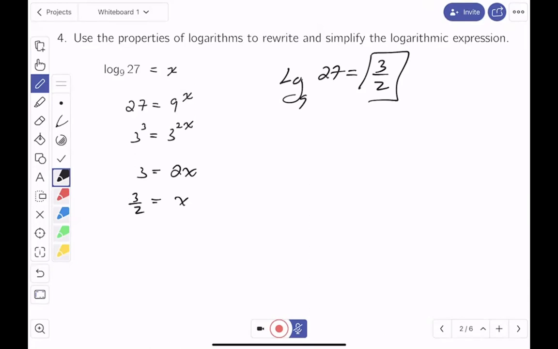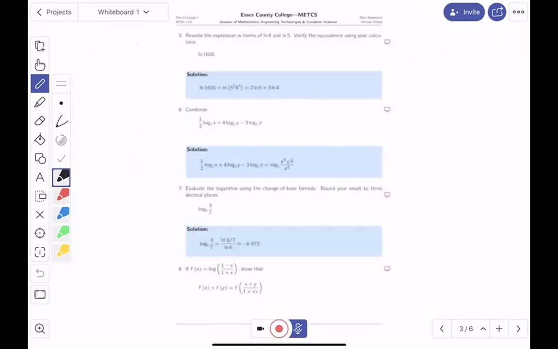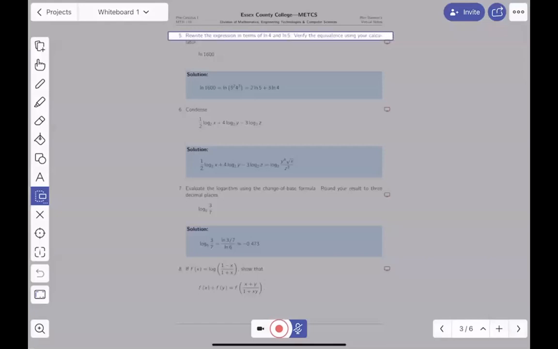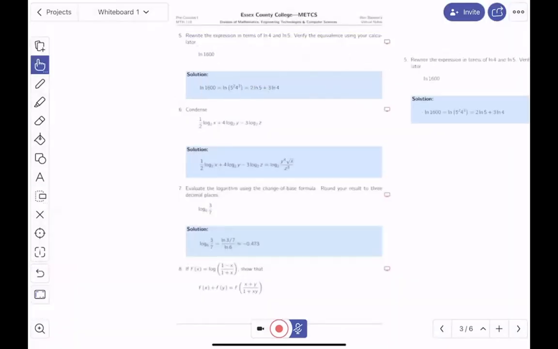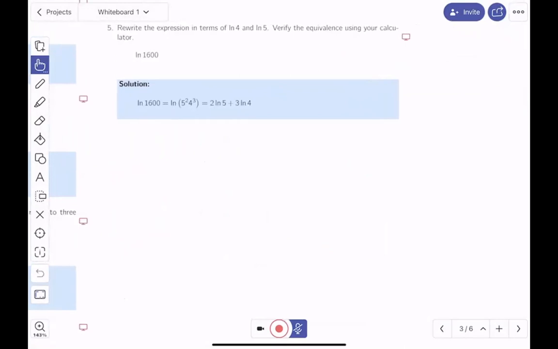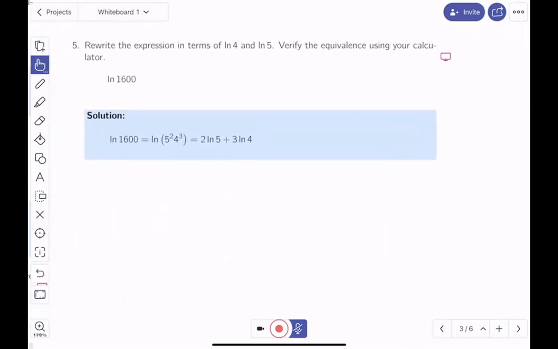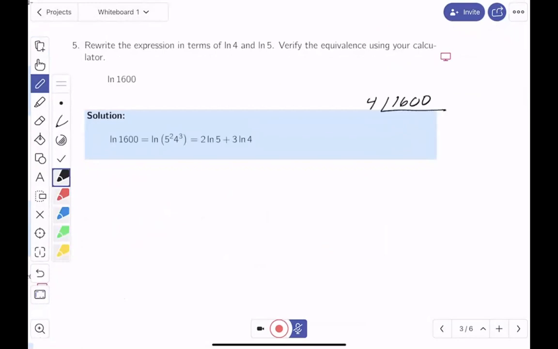All right, let's do number 5, which is going to be the next page. And let me pull it on the side. It should be relatively simple questions, by the way. It says rewrite the expression in terms of ln 4 and ln 5. Here comes a problem. So why would you do that? We're just simply practicing is what we're doing. Let me write down 1600 though for you. So 1600, and I'm going to divide it by 4. And so why are you doing that? They're telling me they want to do that.